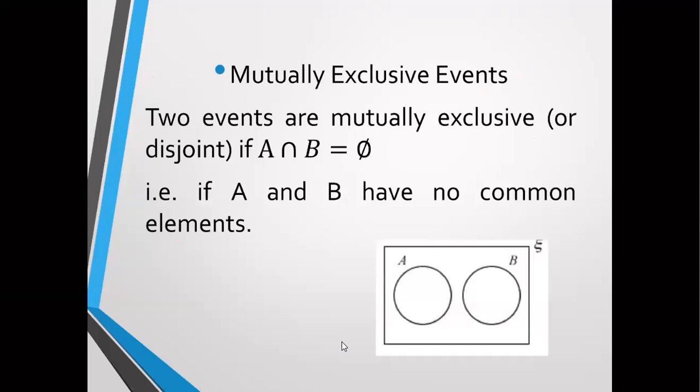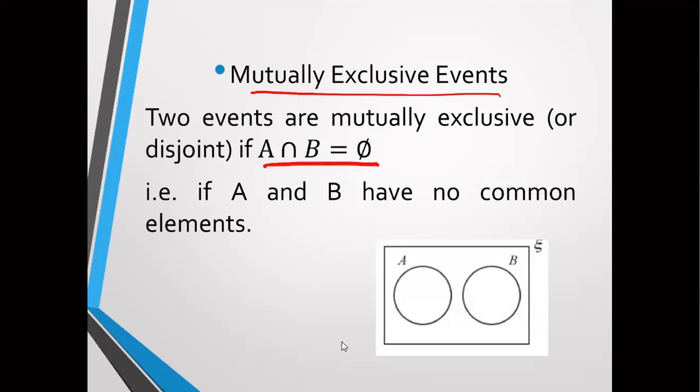Right. Now, mutually exclusive events. Now you are doing probability, so you have to be familiar with these statistical terms or probability terms. That's why I'm teaching these things. What do you mean by mutually exclusive events? Here, it's given as two events are mutually exclusive or disjoint if A intersection B is a null set.